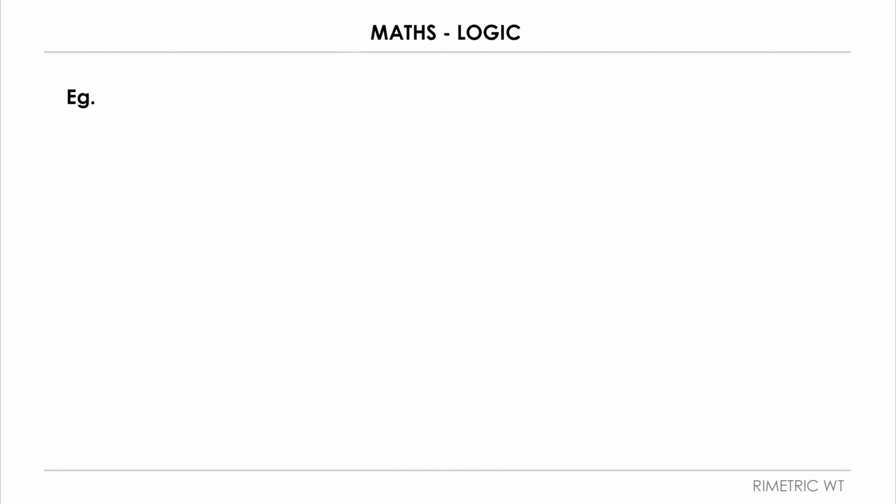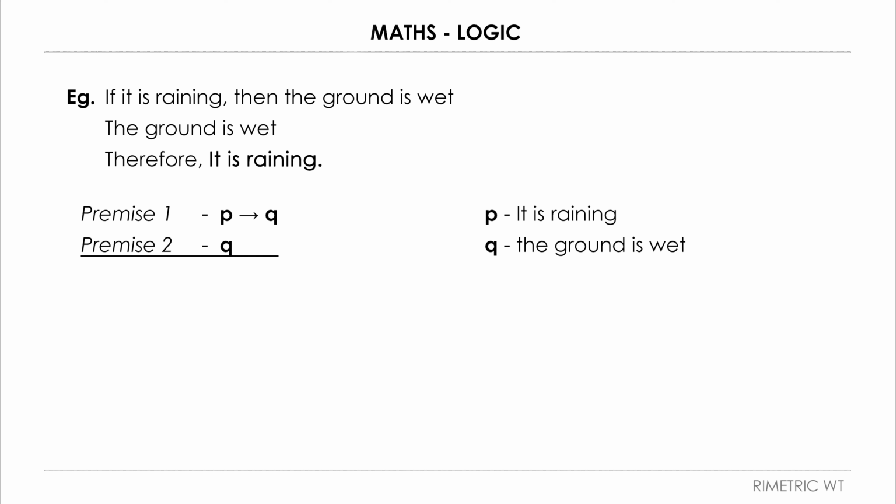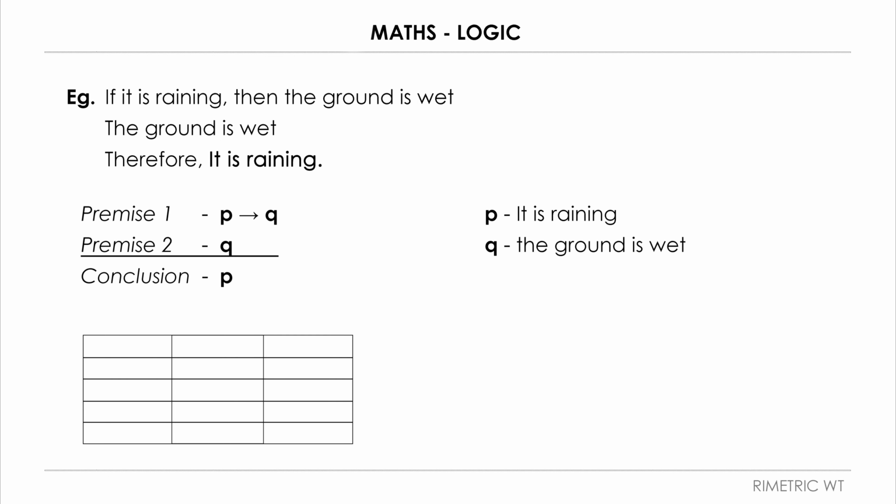Let's see another example. Here we have two premises, which are: if it is raining, then the ground is wet, which can be expressed as P implies Q, where P is it is raining and Q is the ground is wet. And the second premise is the ground is wet, which is Q. Then the conclusion is it is raining, which is P. Let's construct the truth table to see the validity.